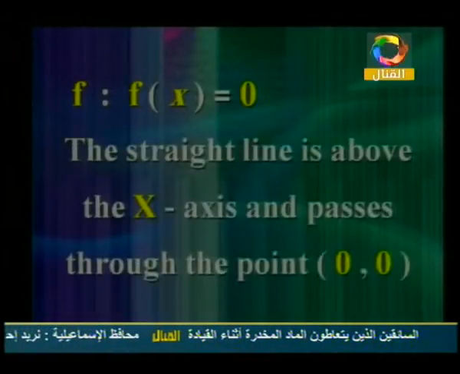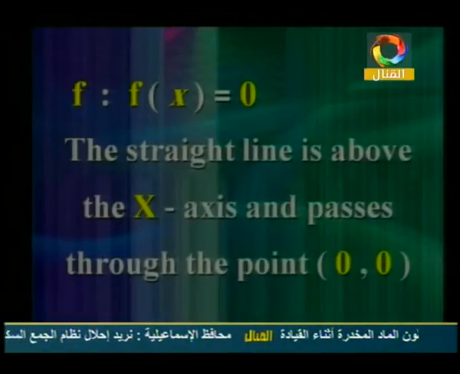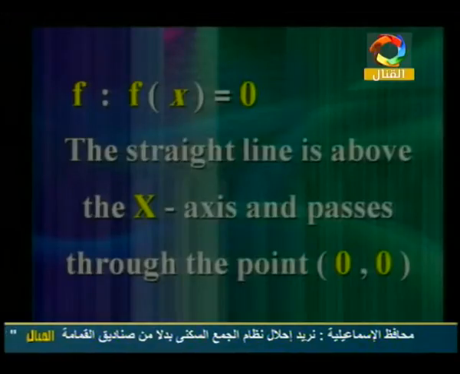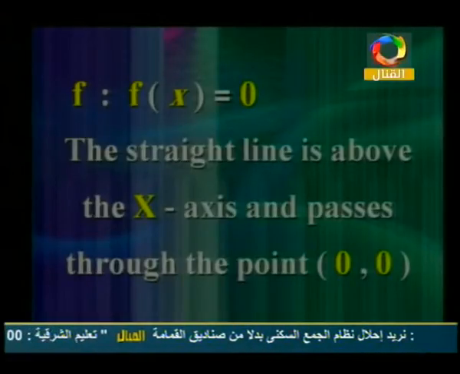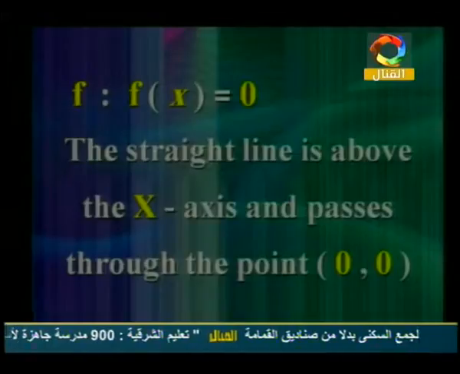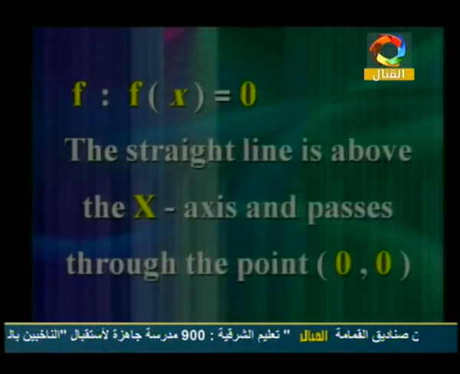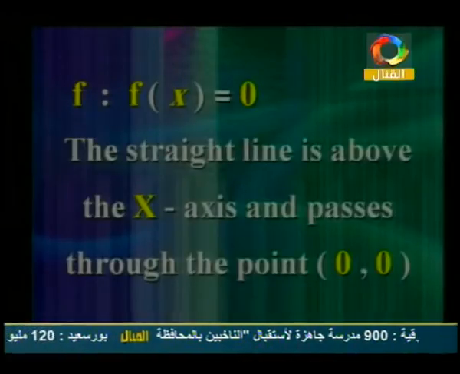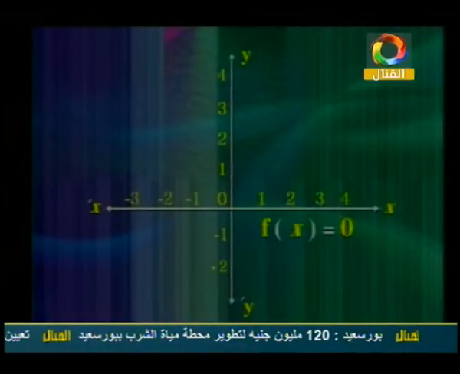f of x equals 0. The straight line is coincident with the x-axis and passes through the point (0, 0). Then f of x equals 0.